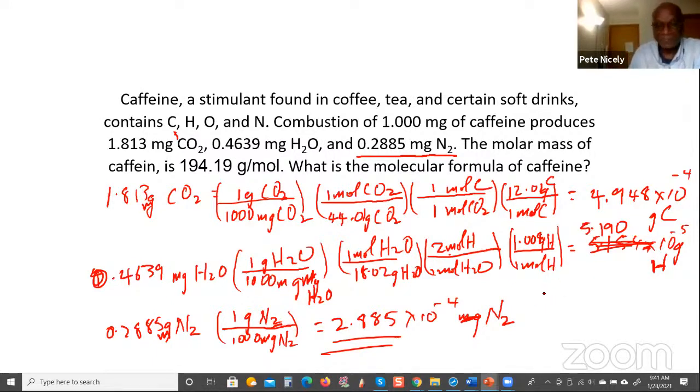Okay, so here we have 2.885 times 10 to the minus 4 grams of nitrogen, right? And it doesn't matter if it's nitrogen as N or N2, this would be the mass of nitrogen present in the compound, right? So we have determined the masses of carbon, hydrogen, and nitrogen. The only other element that remains is oxygen, right? Because remember, oxygen is listed as one of the 4 elements.